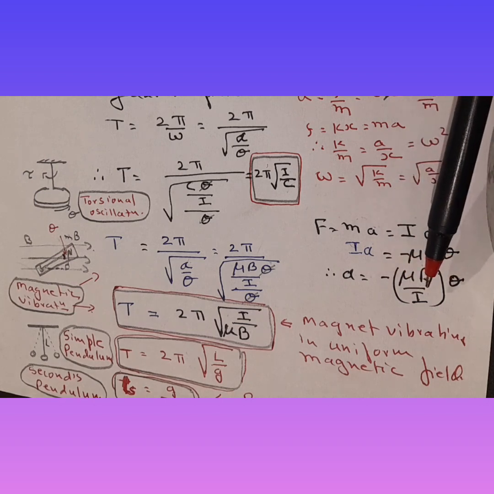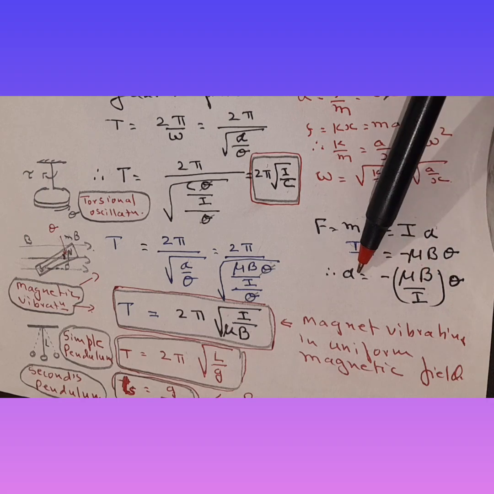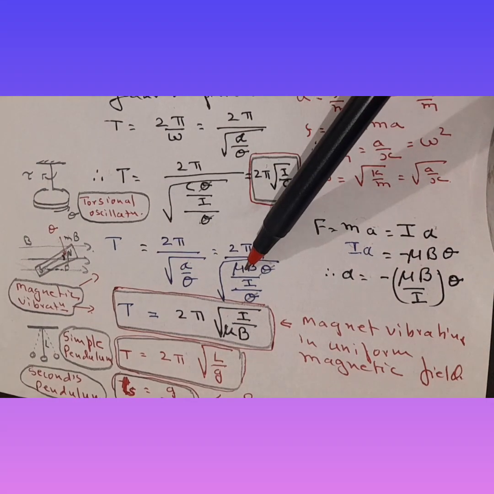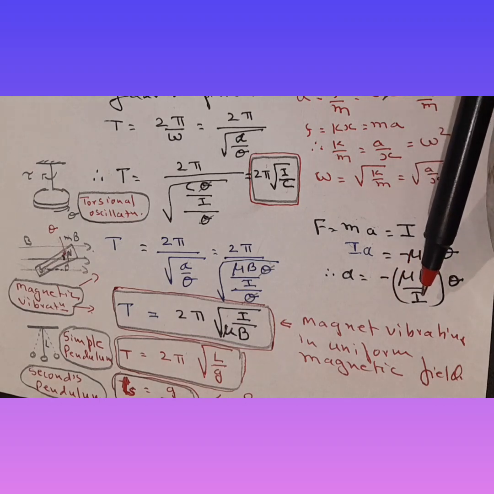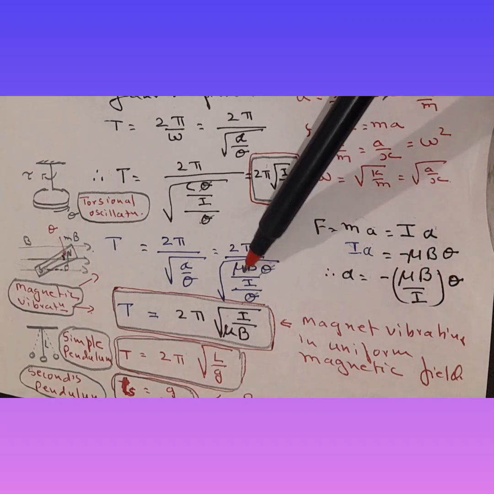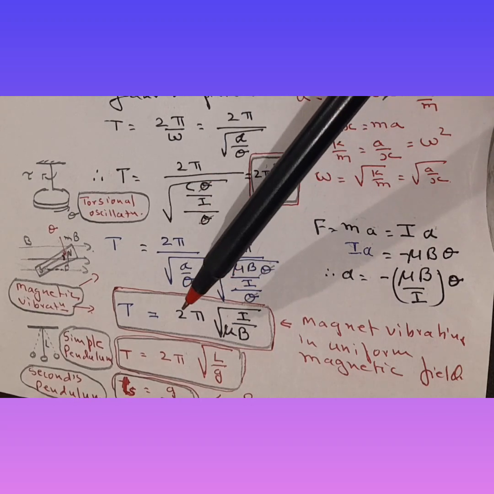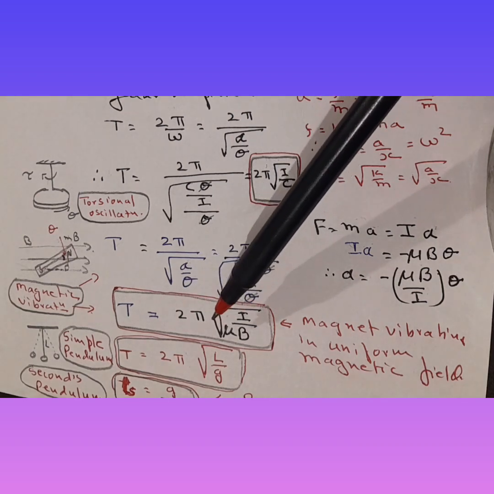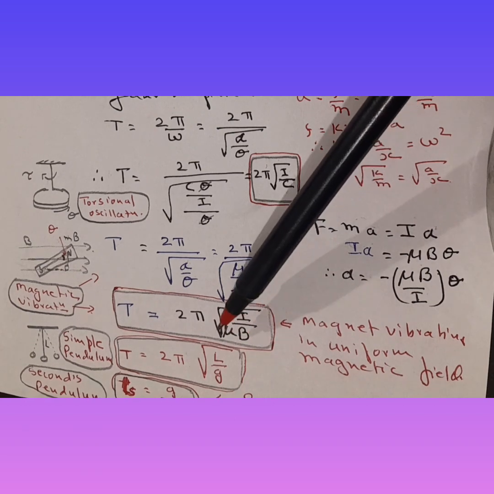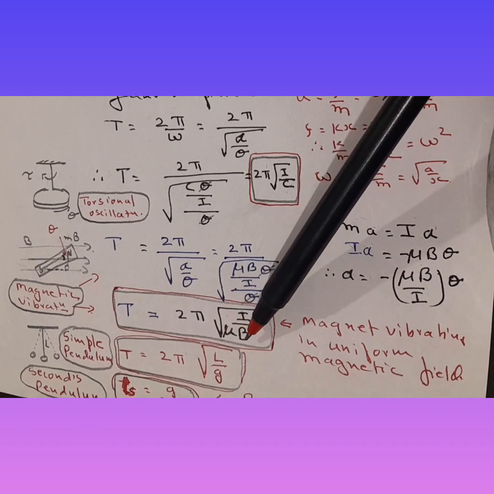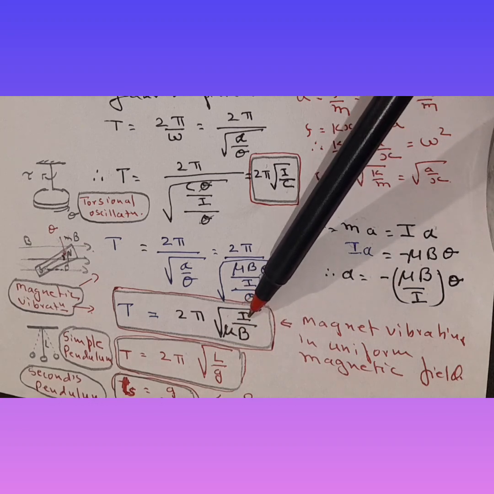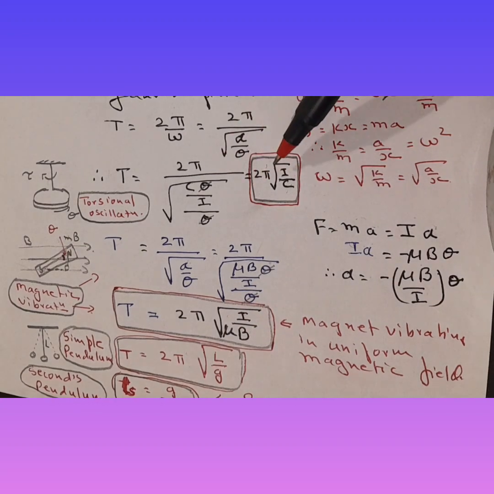So here again it is α over θ, where α is μB over I into θ, so that's what I substitute over θ. θ again gets cancelled, as here also θ got cancelled, and what formula we end up with is the time period T is equal to 2π root of I over either MB or μB. This is magnetic dipole moment, this is magnetic field, and this is moment of inertia. Now here I forgot to say one more thing: here we are taking a disk, so we know moment of inertia is half mr².